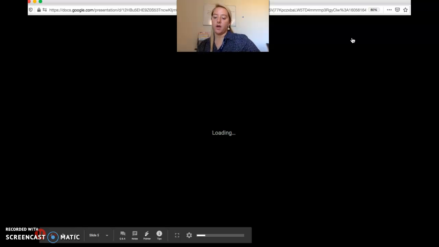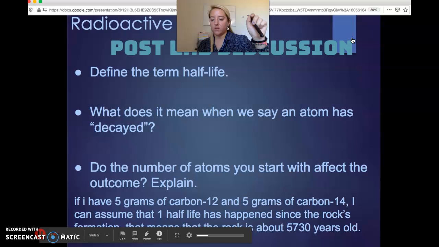I hope that by doing the lab, you understood that as each time period or trial continues on, we're losing half of the amount of elements that we had in the beginning. So, for example, your last post-lab question asks, did the number of atoms you start with affect the outcome? Sort of, but not necessarily. It depends. If you start with a lot of atoms, it's going to take you a long time to get through all of your stuff. But if you have just a few atoms, it's not going to take you very long before your parent molecule will break down into your daughter molecule.